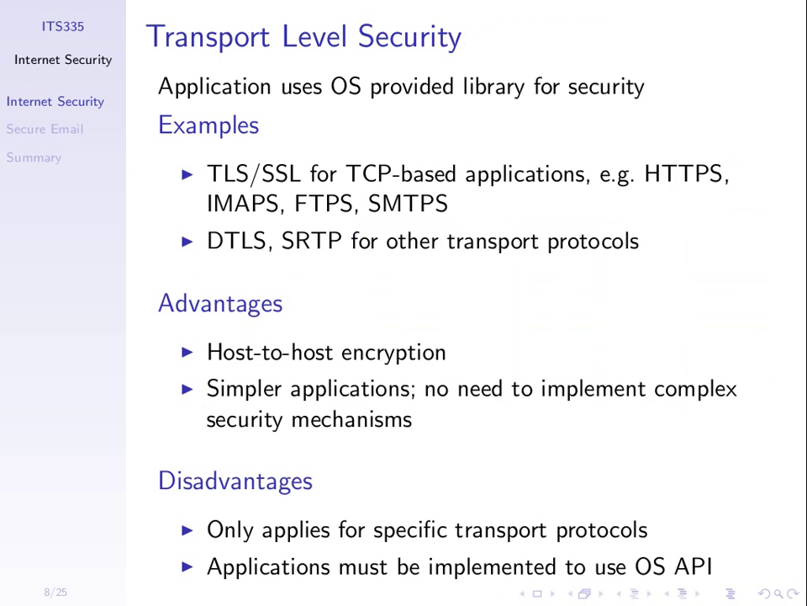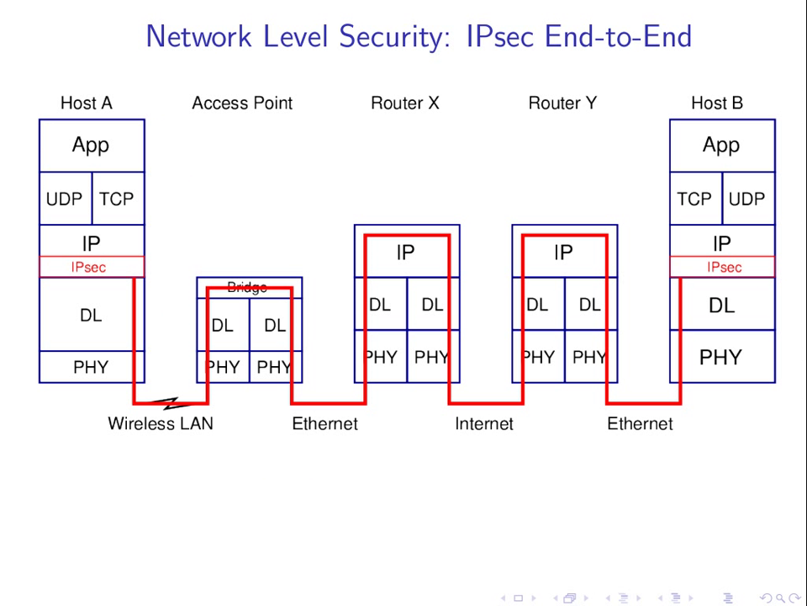Whereas with network level security, the user usually needs to configure something on their host, and usually there's a server set up to support the other endpoint. So that's why network level security is not as common as transport level security. That's one of the reasons. If you use network level security, you usually need to set up the endpoints. The user needs to do it, which takes some effort, and not everyone can do that.